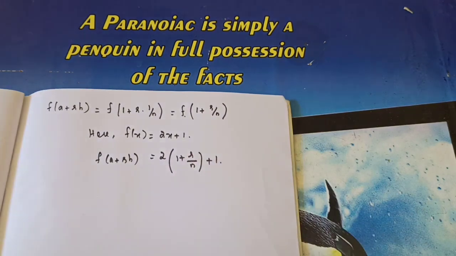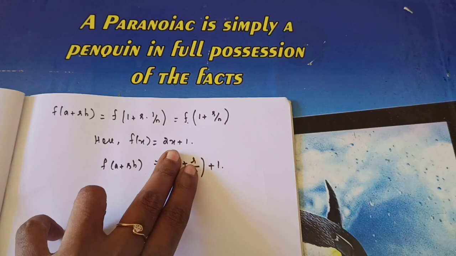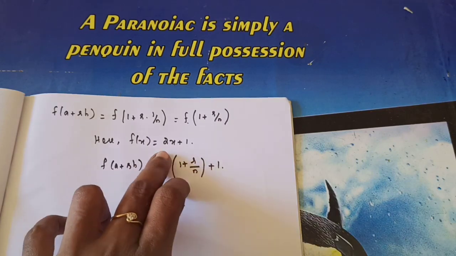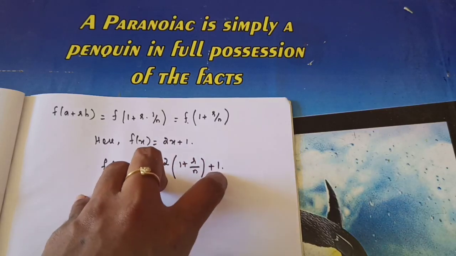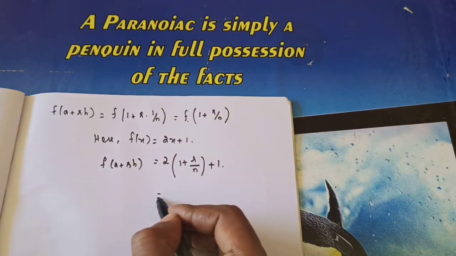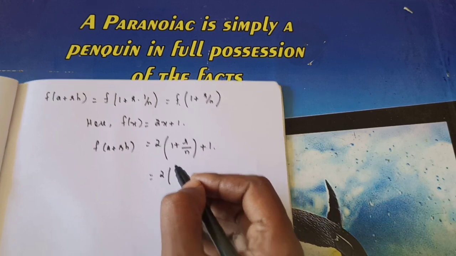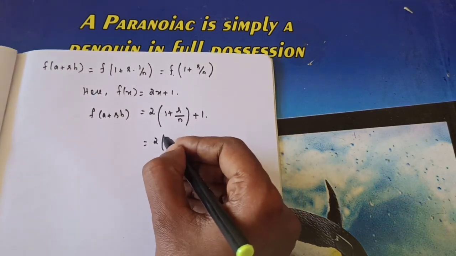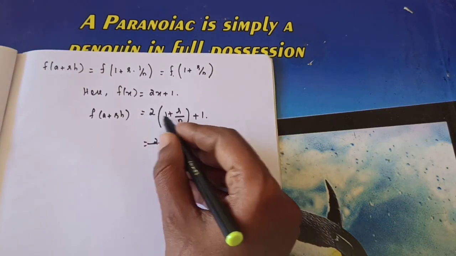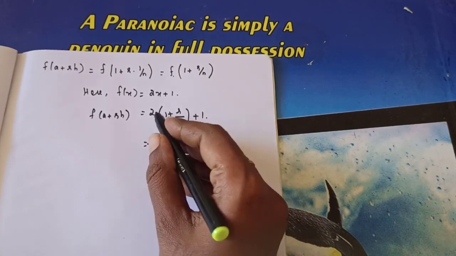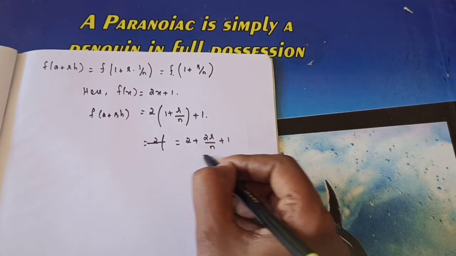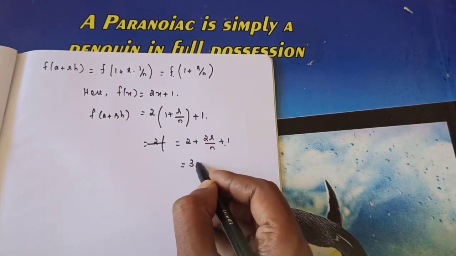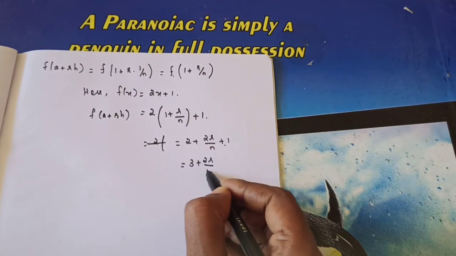Here you need to be very careful. In the last problem it was simply x, is it right? So the same we will get. Here the function is 2x plus 1. So 2 into the function, here we got 1 plus r by n, plus 1. Now that's equal to 2 into, multiply inside. That's equal to 2 into 1 is 2, plus 2 into r by n is 2r by n, plus 1. So added this 2 and 1, how much will you get? 3 plus 2r by n.